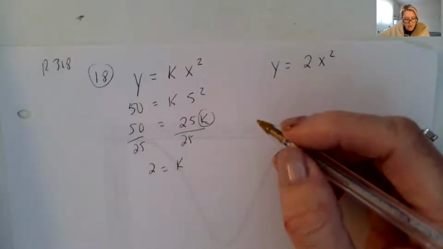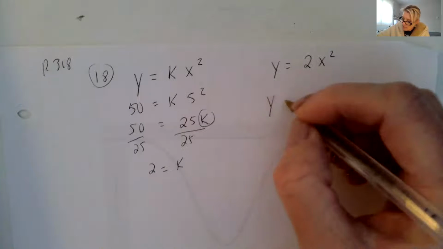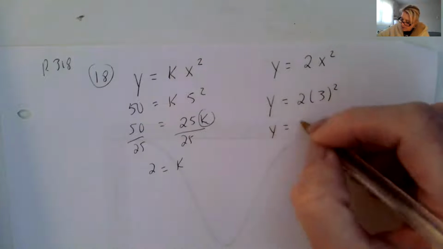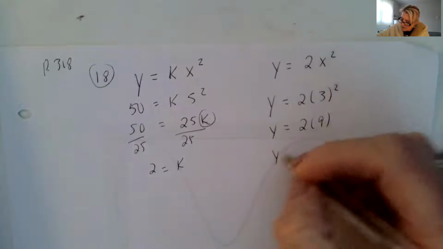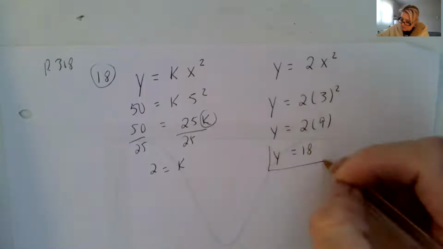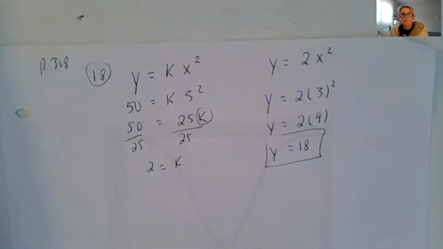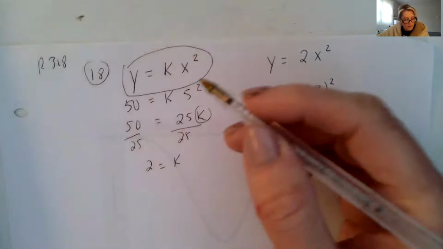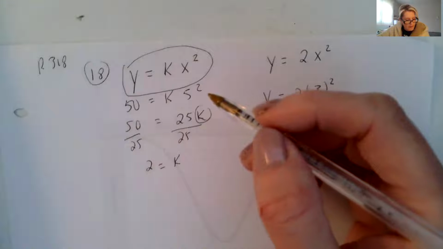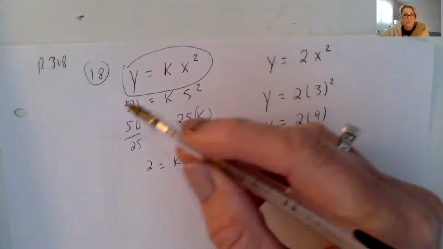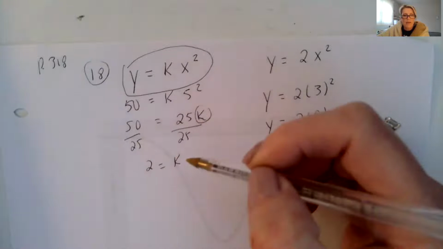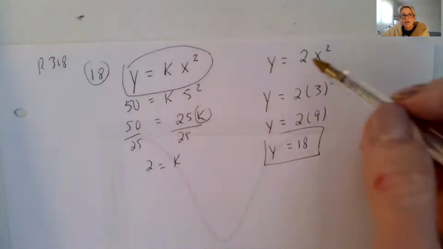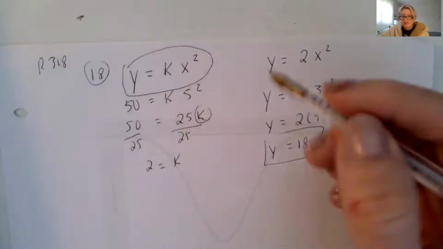Now we can use this equation to answer the next question. At the end, it says find y when x is 3. So I'm going to put 3 in for x, and we get 2 times 9, and we find out that y is 18. So the first step is to write our basic setup, whether it's direct or inverse variation, and then use the true statement that we've been given to find out what k is, the constant of proportionality, and then rewrite your equation once you know k, and then you can answer the last question.